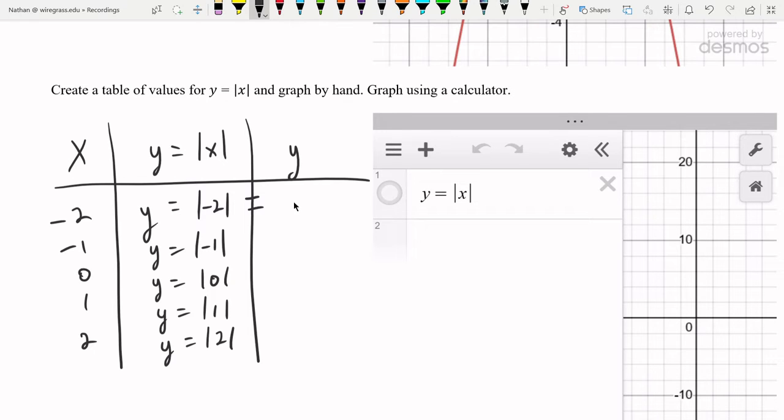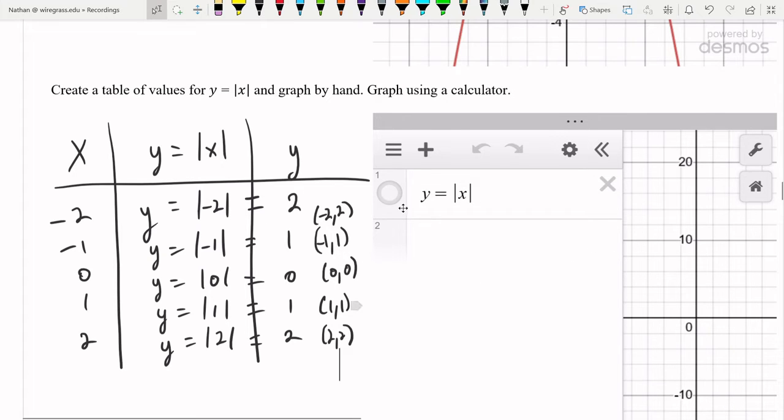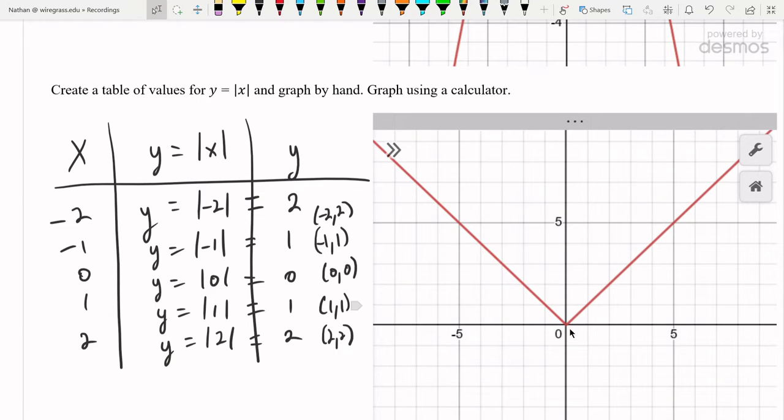The absolute value of negative 2 is 2. Absolute value of negative 1 is 1, 0 is 0, 1 is 1, 2 is 2. So we get negative 2, 2; negative 1, 1; 0, 0; 1, 1; and 2, 2. I don't need to graph these points, I'm just going to graph the line. And this is the absolute value of x. 0, 0 is right here, of course, the origin. 2, 2 is the last point.